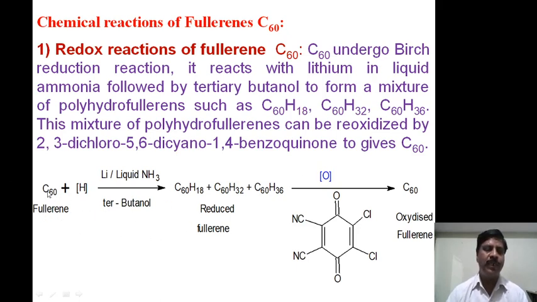Here fullerene C60 undergoes a reduction using lithium in liquid ammonia in the presence of tertiary butanol, by the Birch reduction reaction, to form a mixture of three compounds: C60H18, C60H32 and C60H36. These are the reduced forms of fullerenes.